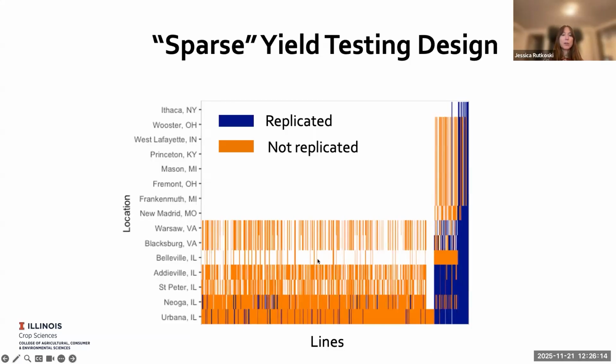Another thing you'll notice, and why it's called sparse testing, is you don't have all lines in every single environment, but you have enough overlapping that you can estimate the genetic effects across the entire set of trials.